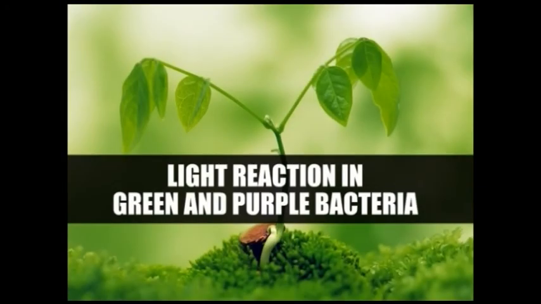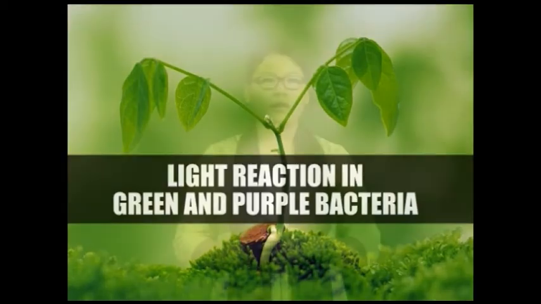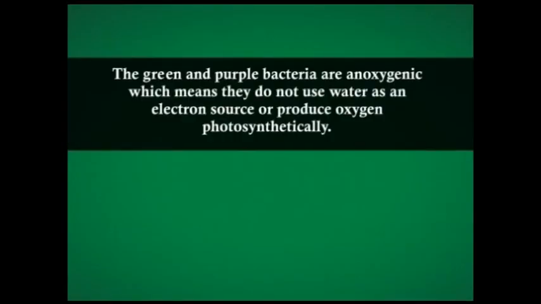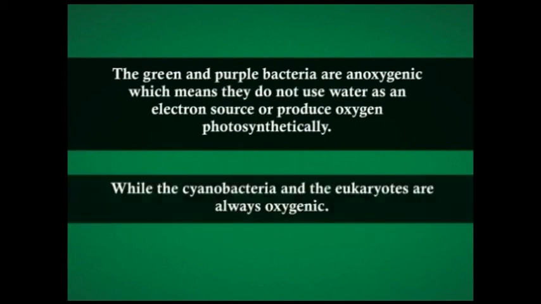So now we'll come to the light reaction in green and purple bacteria. Green and purple photosynthetic bacteria differ greatly from cyanobacteria and the eukaryotic photosynthesizers. The green and purple bacteria are anoxygenic, which means that they do not use water as the electron source or produce oxygen photosynthetically, while the cyanobacteria and the eukaryotes are always oxygenic.